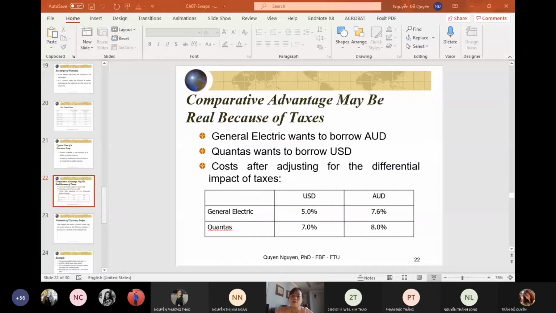Now the thing here is, how would you input it into the swap agreement to have the final result as GE ending up borrowing at 6.9% Australian dollars, and Qantas ending up borrowing at 6.3% US dollars? Can you draw a graph showing the involvement of the two corporations, GE, Qantas, and then the financial institution? Tang, would you like to try?